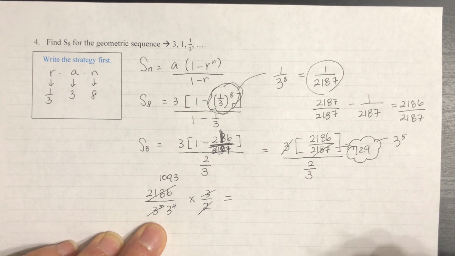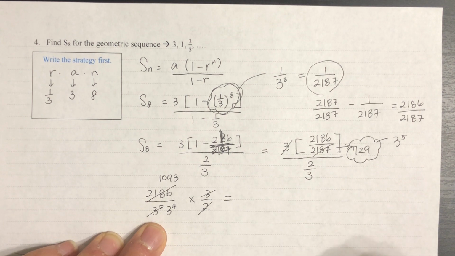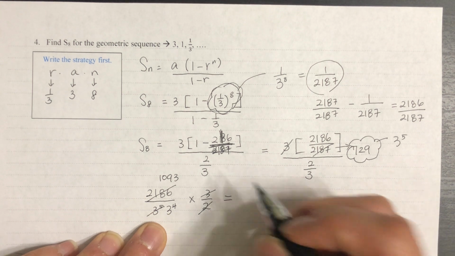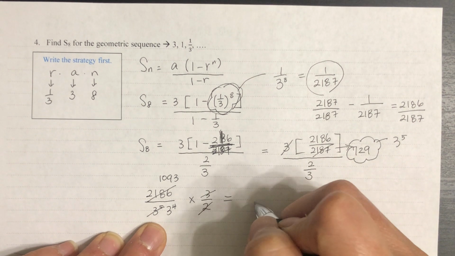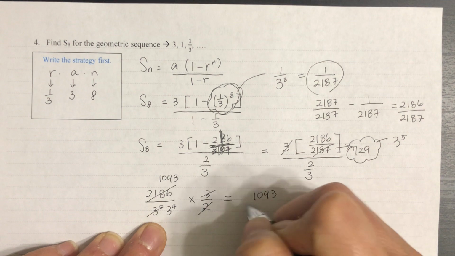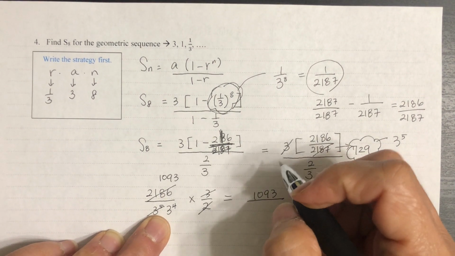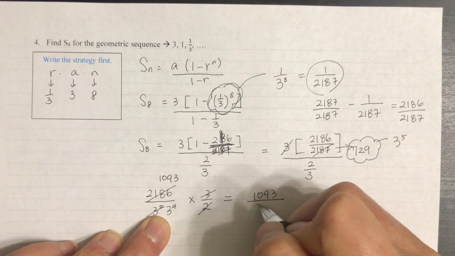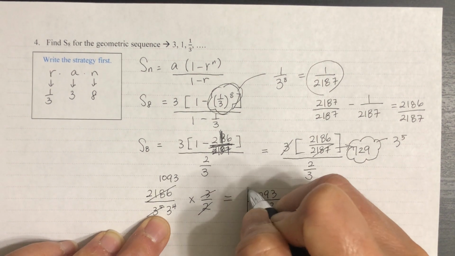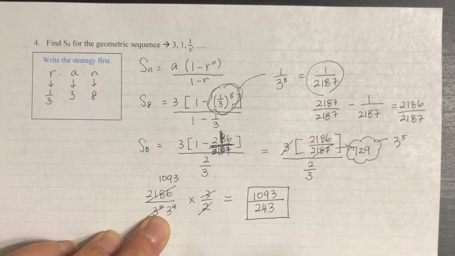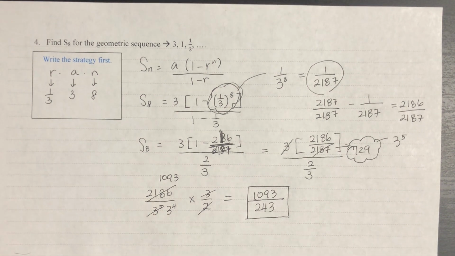So that's going to be 1,093 over 3 to the 4th power, which is 243. So this will be the final answer.